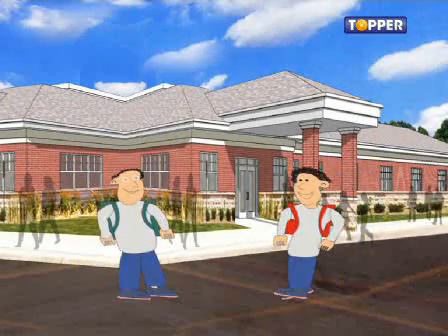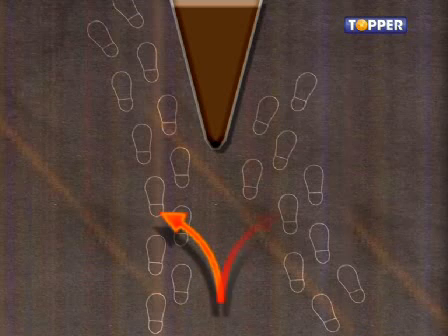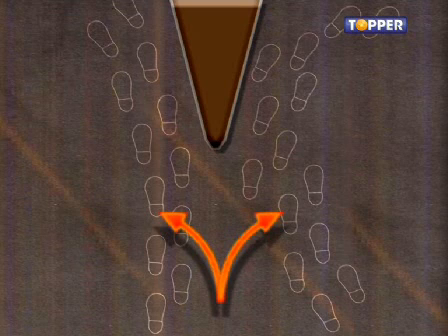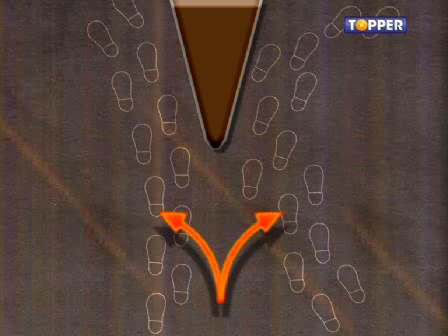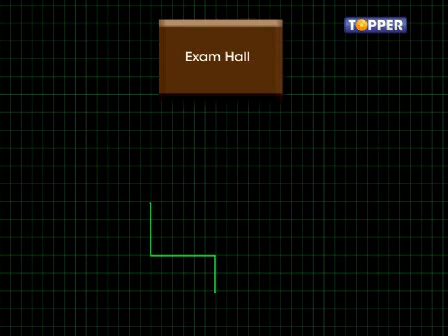Meet two students who are on their way to take their exams. The first student turns left and takes one route to the examination hall. The second student turns right and takes an entirely different route to the examination hall. After a lot of turns, walking up and down, they finally reach the examination hall.